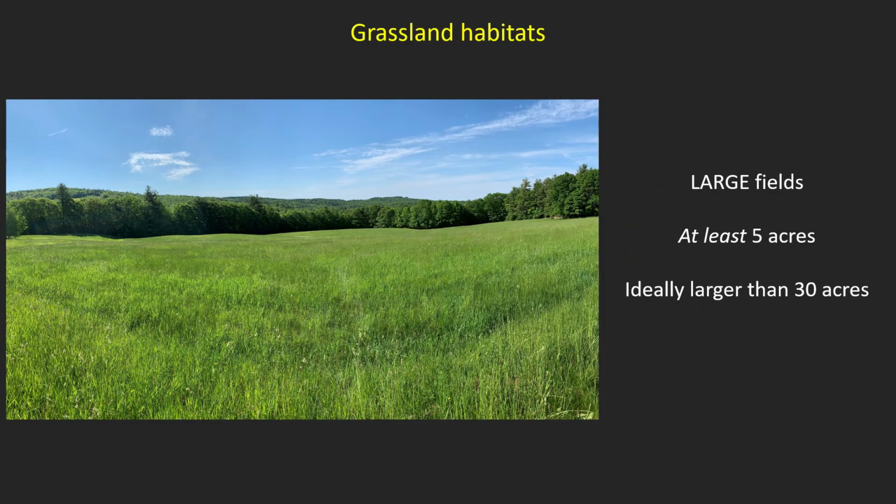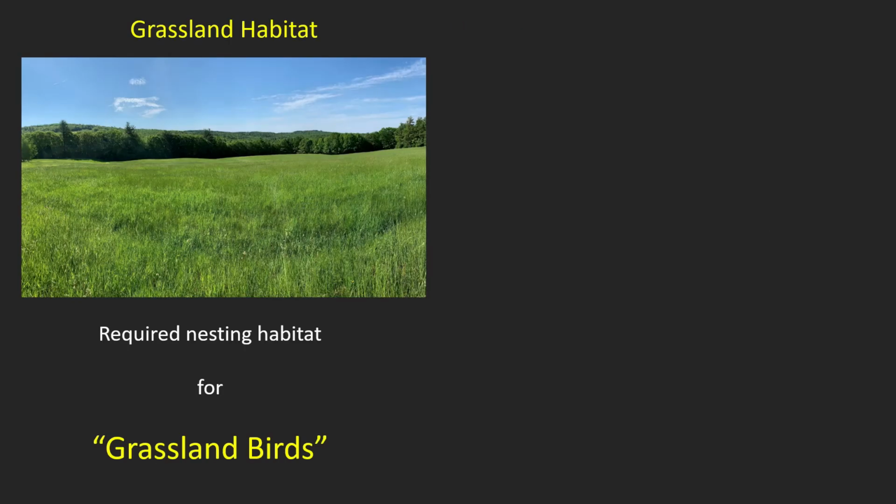Think of grassland habitats as large fields. Fields that are at least 5 acres, but ideally greater than 30 acres in size. These large fields are required nesting habitat for a small number of grassland-dependent birds that we refer to simply as the grassland birds. Populations of these birds are declining dramatically throughout their range, but especially here in New England, primarily as a result of habitat loss.